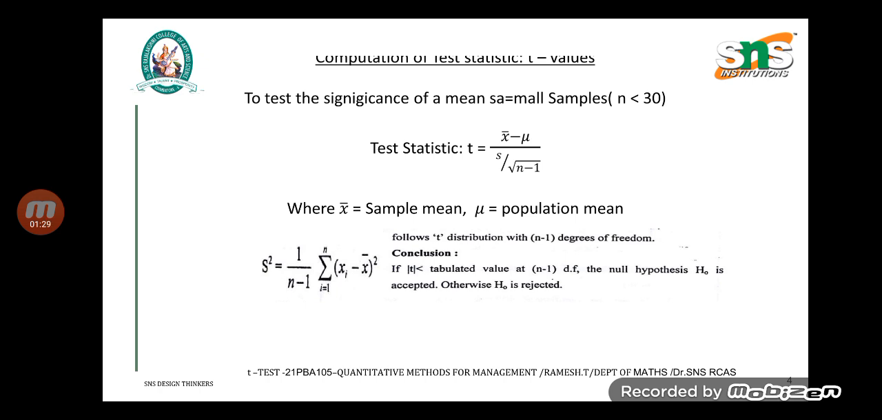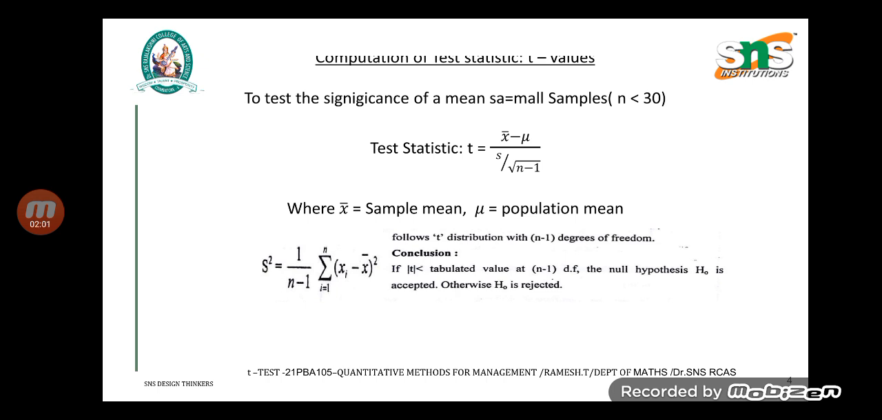So the t-test is used to test the significance of a sample mean if the sample size is less than 30. The test statistic is calculated as x bar minus mu divided by s into root of n minus 1. What is x bar? It is the sample mean. Mu is the population mean. And s square, that is the variance, is 1 by n minus 1 into the sum of x minus x bar the whole square. It follows a t distribution with n minus 1 degrees of freedom.